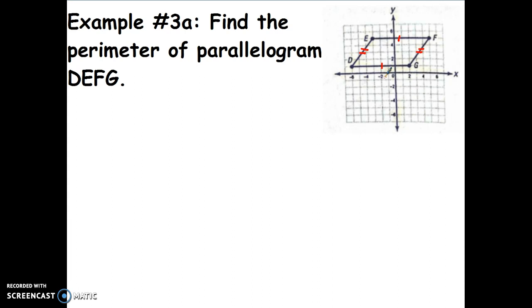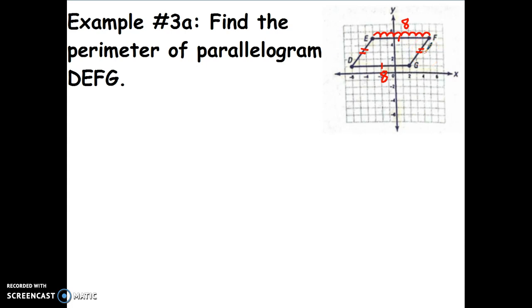Right off the bat, I see that we have horizontal lines, so I'm going to find the length of EF simply by counting. That is 1, 2, 3, 4, 5, 6, 7, 8. If the length of this line segment is 8, the length of this line segment is also 8. So that's 2 sides down. Now we just need to find the length of these 2 sides. Again, for the parallelogram, this side equals this side, so we really only have to find the length of one side.